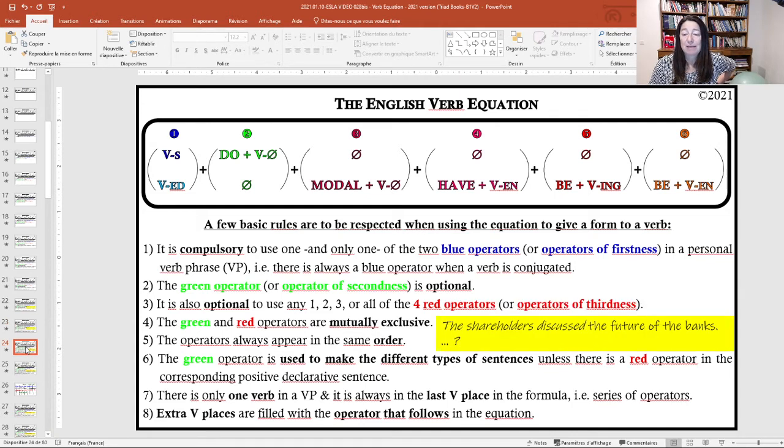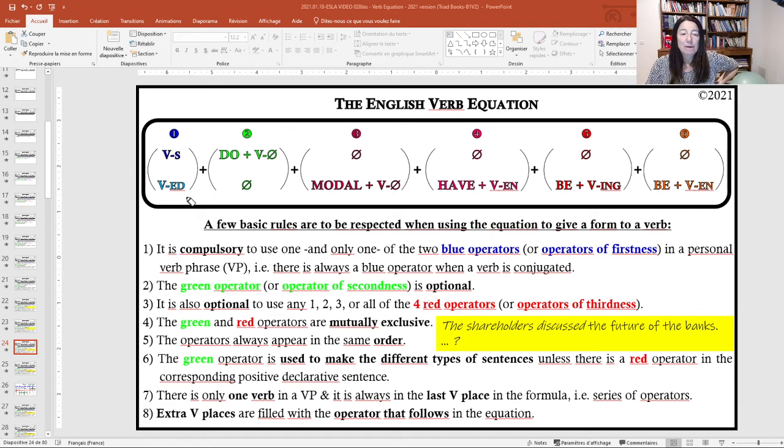Let's take another example. The shareholders discussed the future of the banks. In this case, what we have here, is it the present or is it the past? Well, obviously discussed is the past, and then do we have do plus V0? No, we do not. And do we have any of the red operators? We don't either. So in this sentence, basically discussed is just the operator of the past.